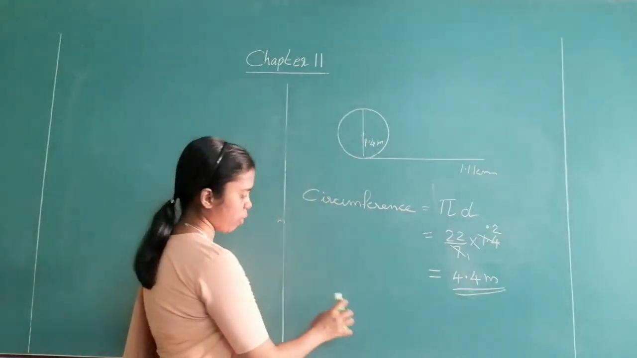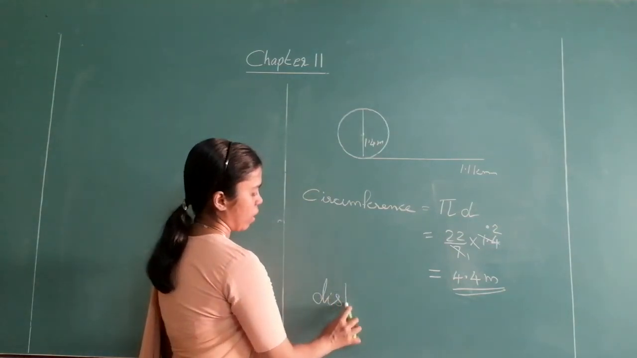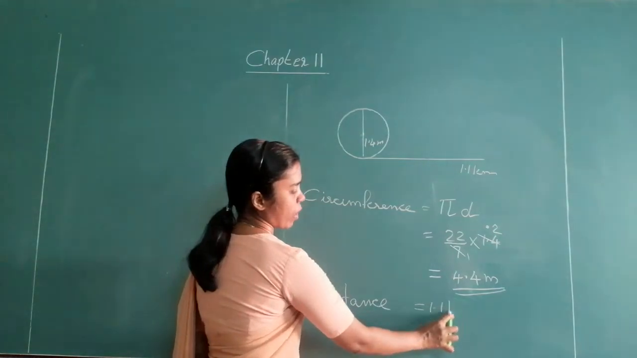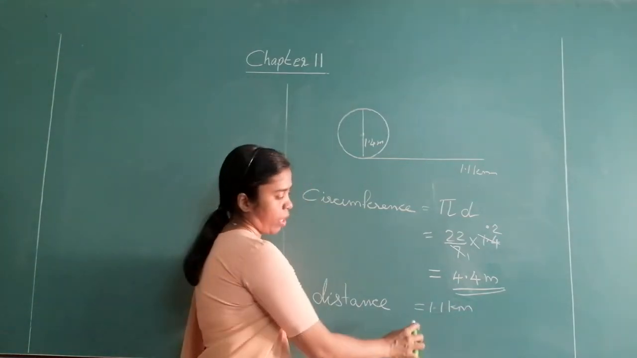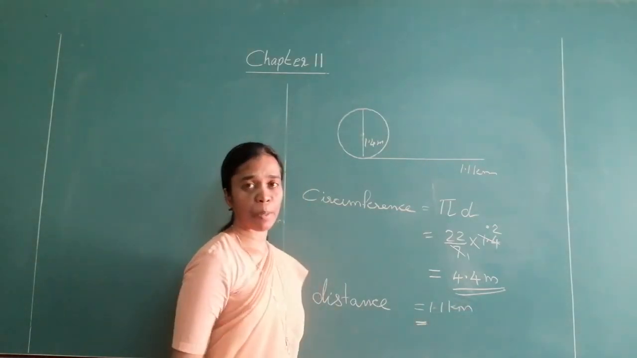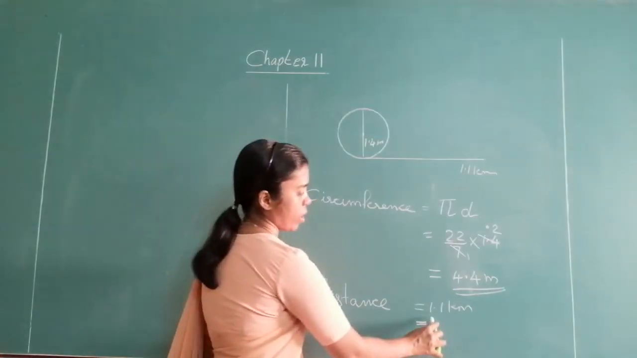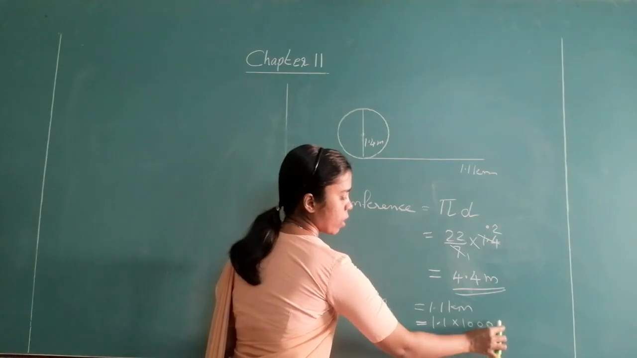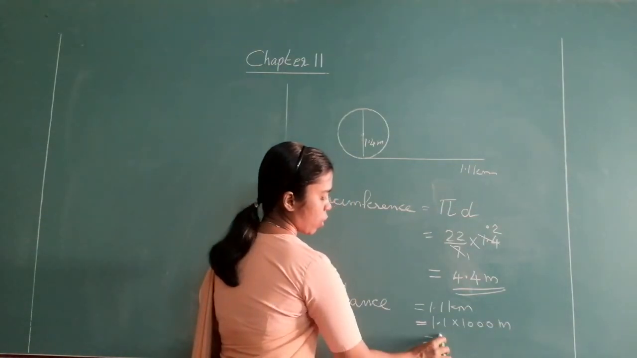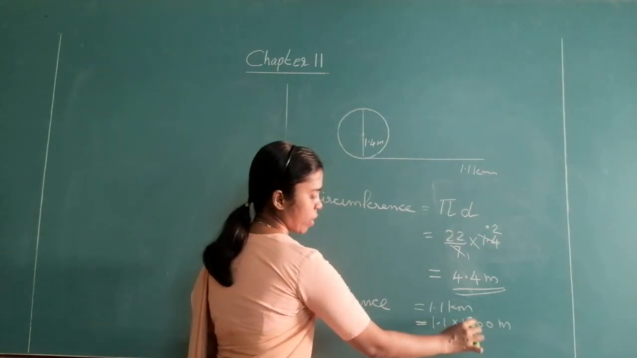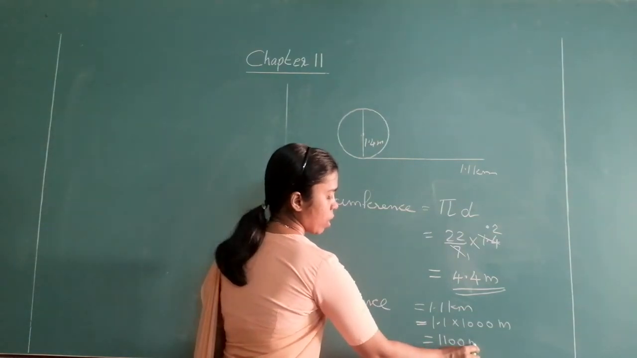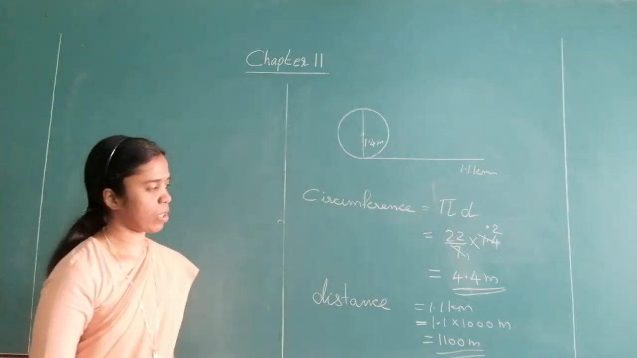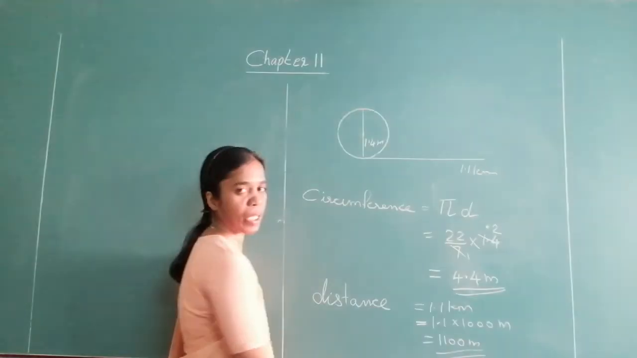Now what is the distance given to you? Distance is equal to 1.1 kilometer. Converting into meter, you have to multiply by 1000. Okay, that is 1.1 into 1000 meter. That is equal to 1 decimal shift over here, then add 2 zeros. 1100 meter. So this is the distance. Now you got both the units as meter.